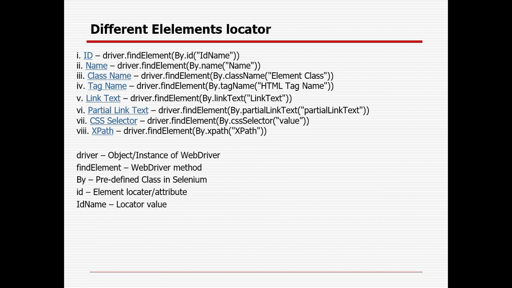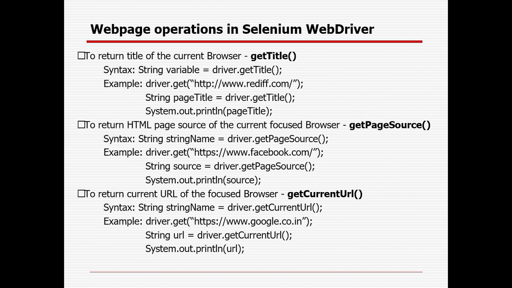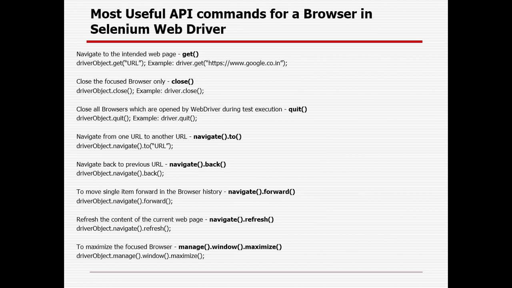Then the web page operations. In Selenium WebDriver, you can get the title, you can get the current URL, which will return the current URL of the focused browser. getTitle you already saw, you are getting the title of the page. Page source, similarly you can get the page source of the currently focused browser. It is not used much, but still I have listed these different web page operations used in Selenium WebDriver.